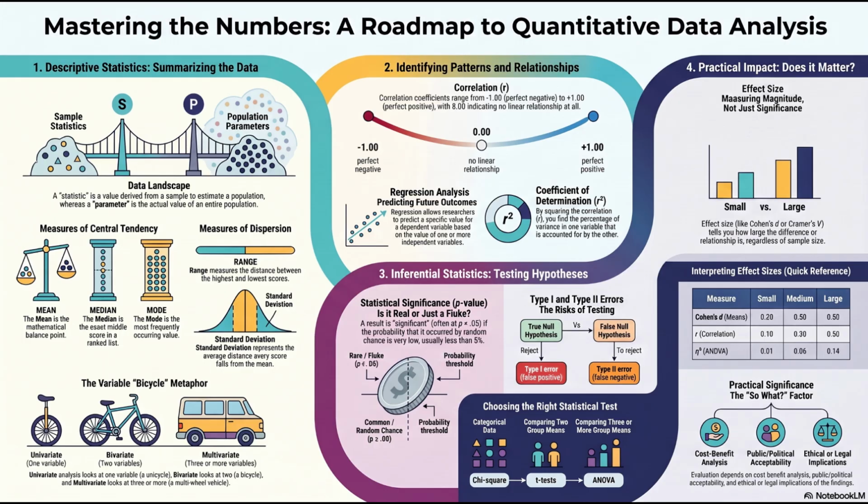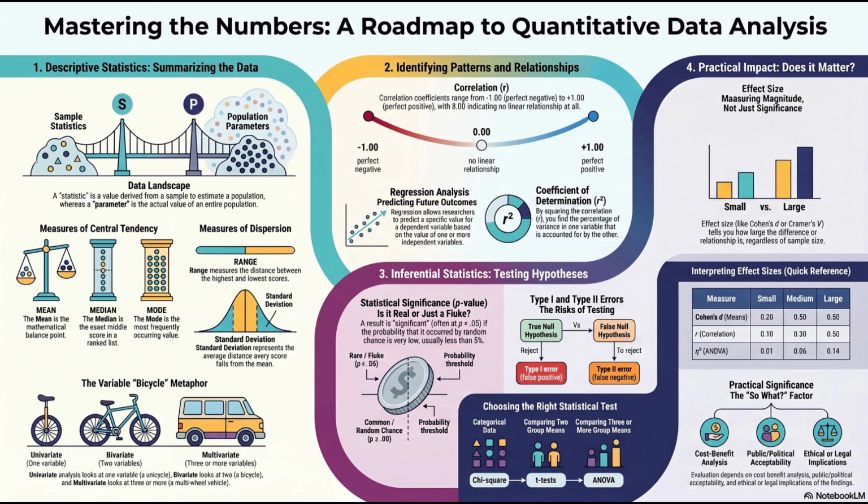Right. And the sources actually gave a perfect little memory trick for this, which I loved. It goes, samples yield statistics and populations yield parameters. That is a great way to remember it. S and S, P and P. Yeah. So once we have that sample, we obviously want to summarize it. We want to find the middle ground, like what is typical for this group.